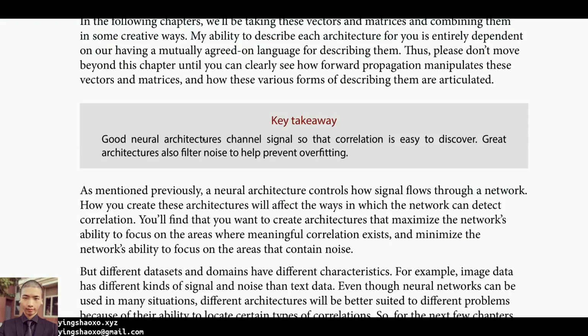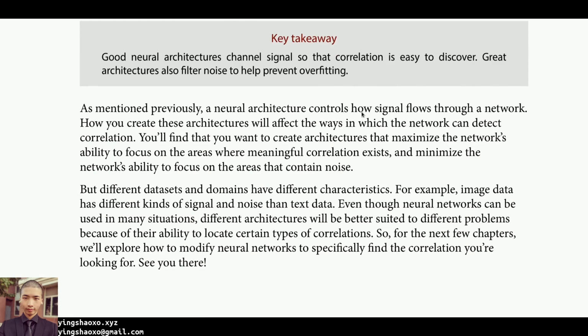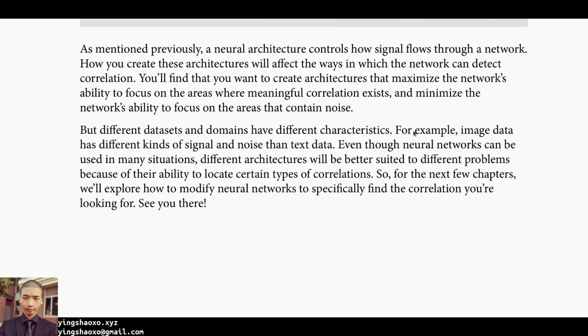Key takeaway: good neural architectures channel signals so that correlation is easy to discover. Great architectures also filter noise to help prevent overfitting. As mentioned previously, a neural architecture controls how signal flows through a network. How you create these architectures will affect the ways in which the network can detect correlation. You'll want to create architectures that maximize the network's ability to focus on the areas where meaningful correlation exists, and minimize its ability to focus on the areas that contain noise. But different datasets and domains have different characteristics. For example, image data has different kinds of signal and noise than text data.